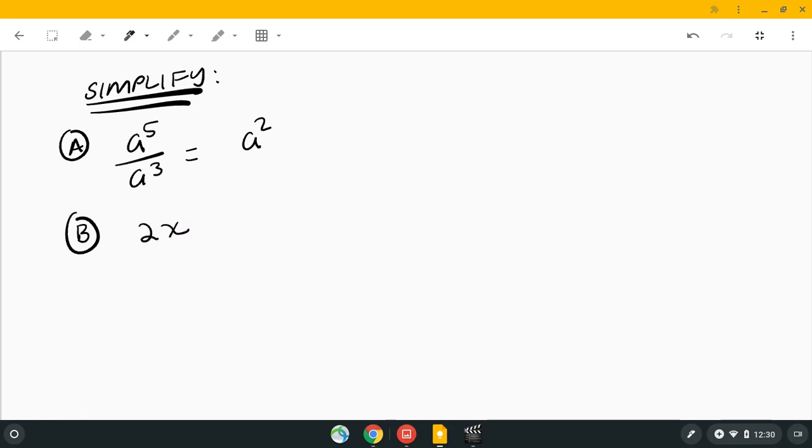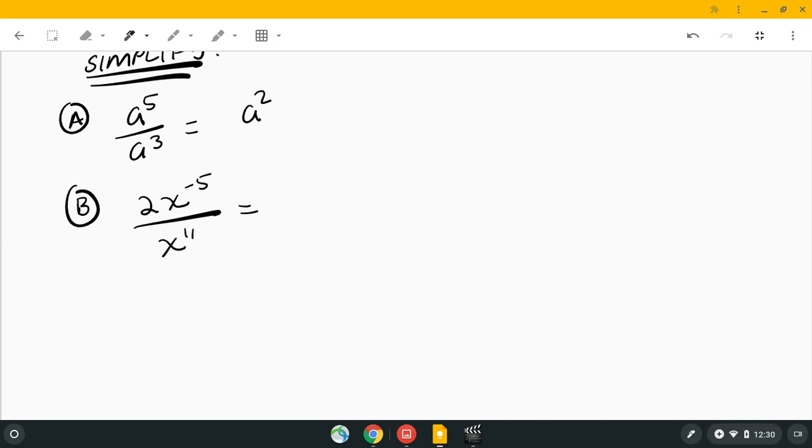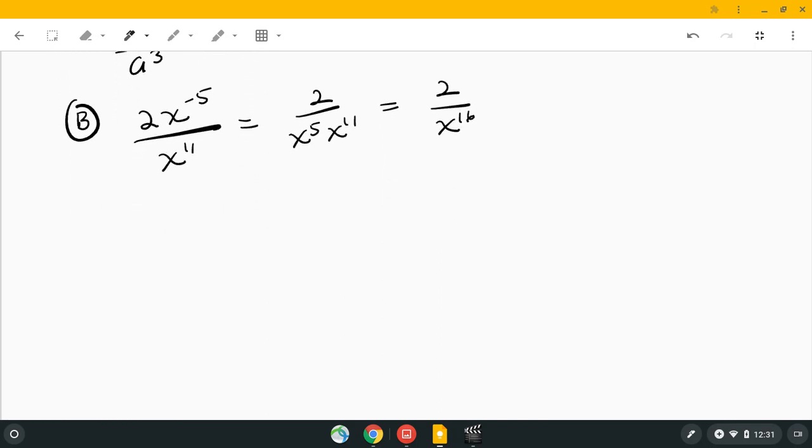If I have this, 2x to the negative 5th power, x to the 11th power. Okay, so here you could do the quotient rule and subtract them, or you could use your negative property and move this down to the bottom and then do your product. Either way is fine. I like to move them. And then now I can use the product rule and add the exponents. There's no particular way to do it. If you want to do the quotient rule, you can.